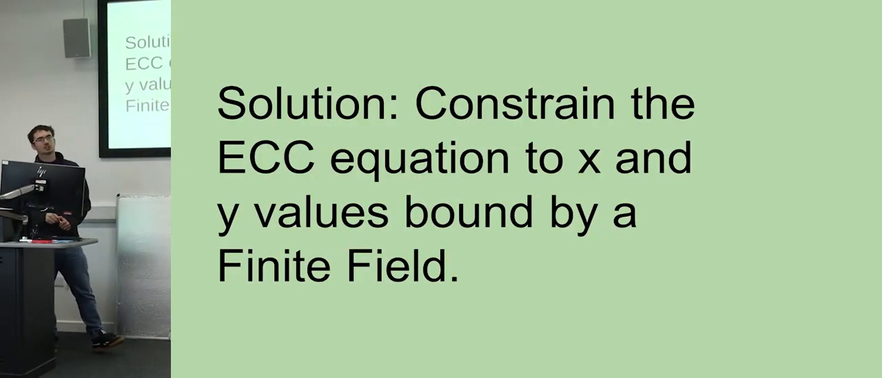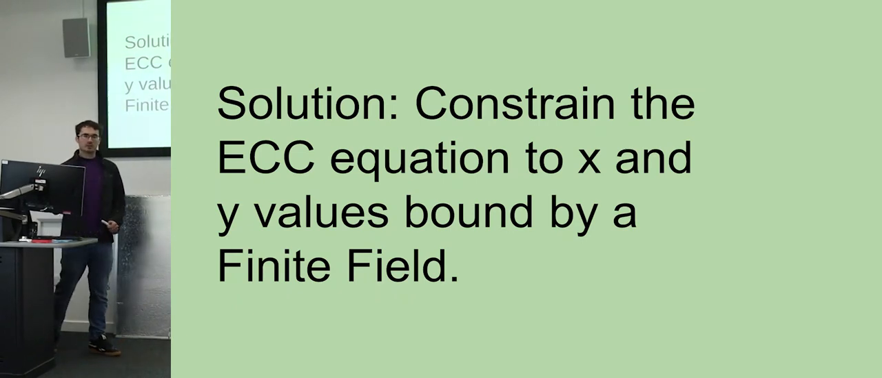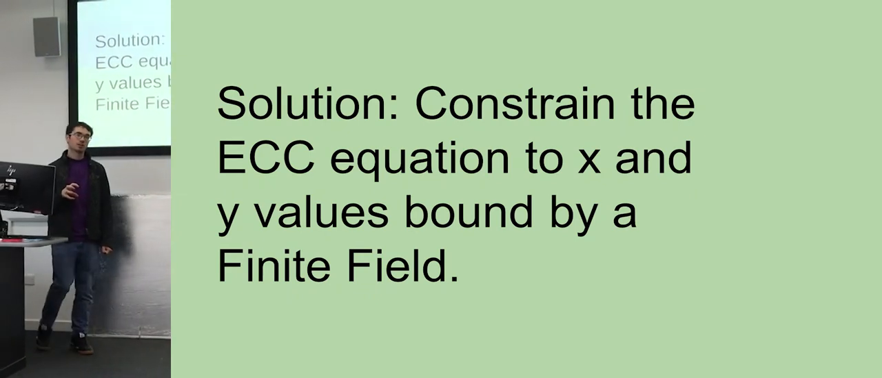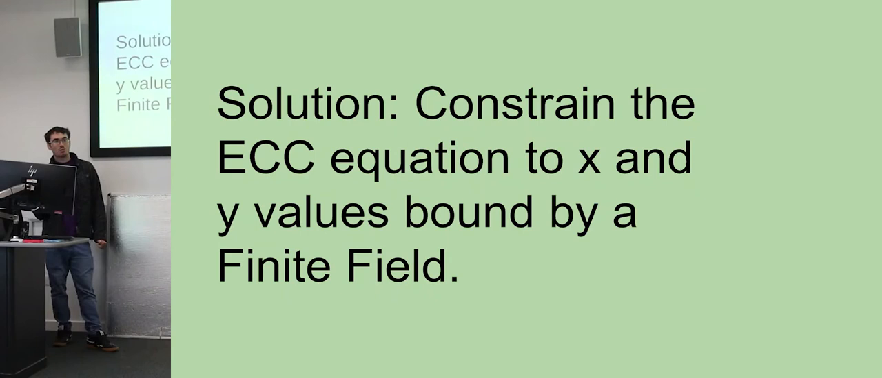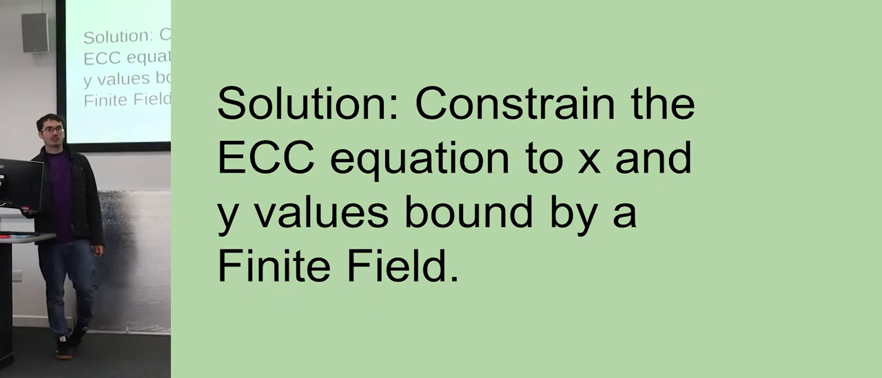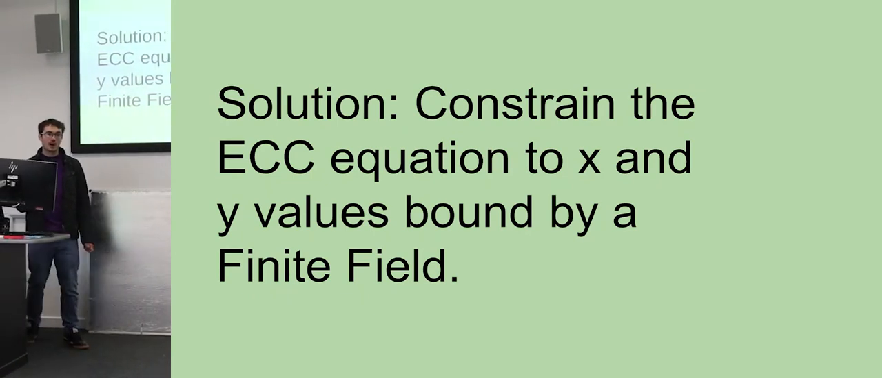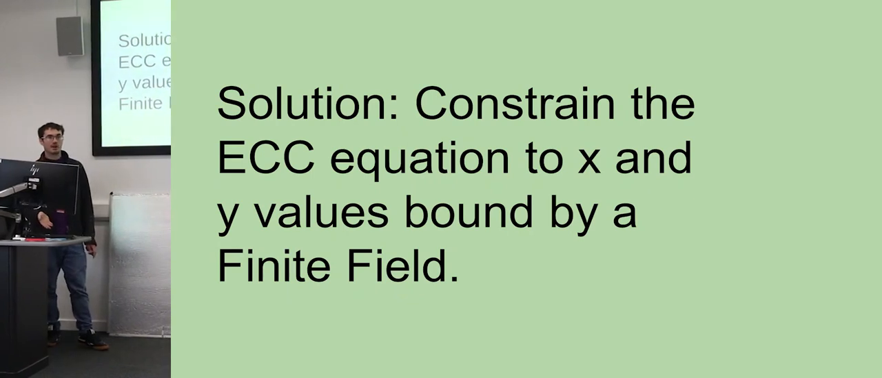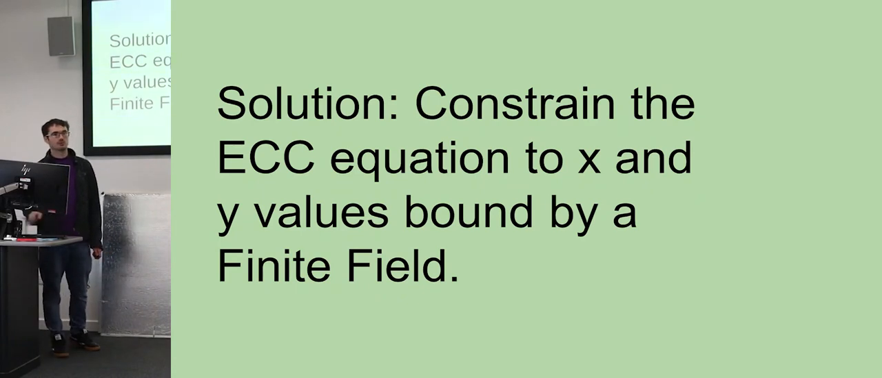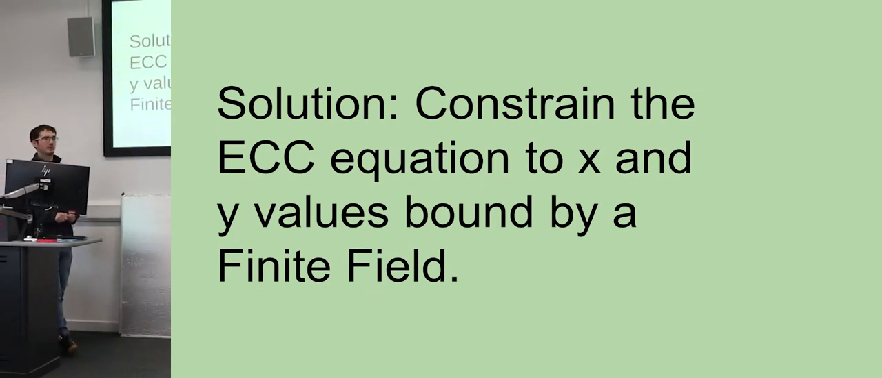Fortunately, we can constrain the point values, so the x and y coordinate space, over a finite field, such that all the values of the x-coordinate are a finite field from 0 to n minus 1, such that addition and multiplication meet these criteria that we just went through. And again, for y, it's 0 to n minus 1 under these two rules, addition and multiplication. Let me show you.